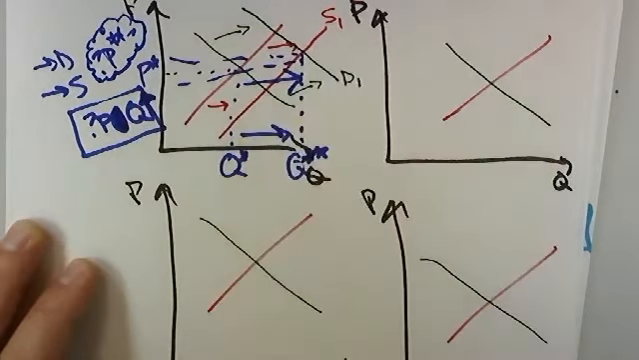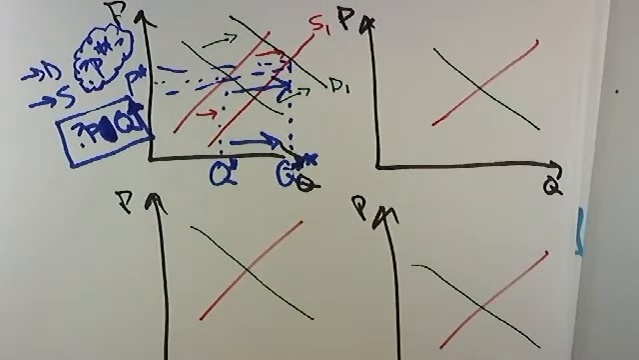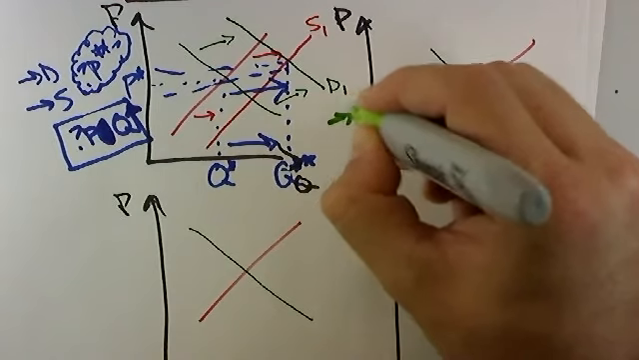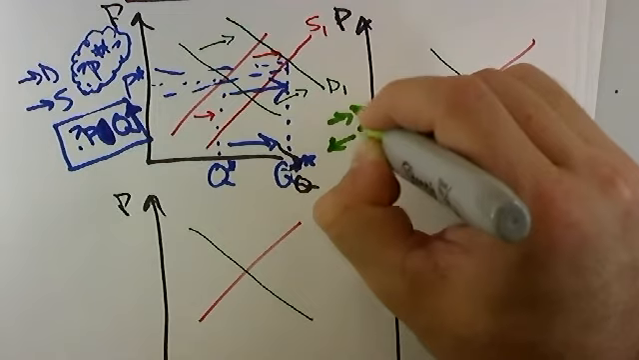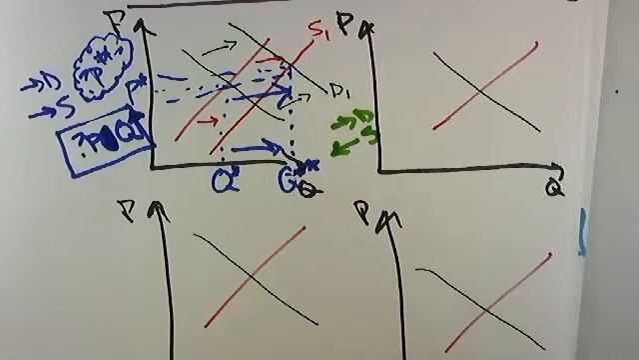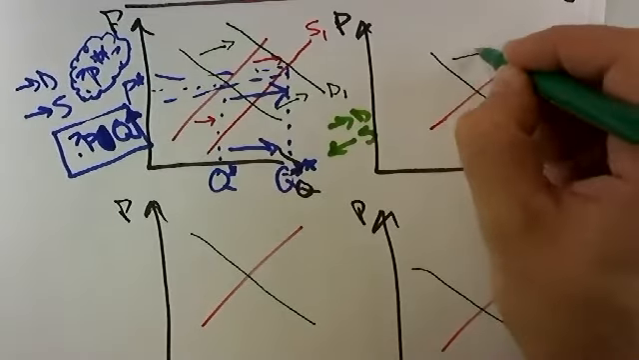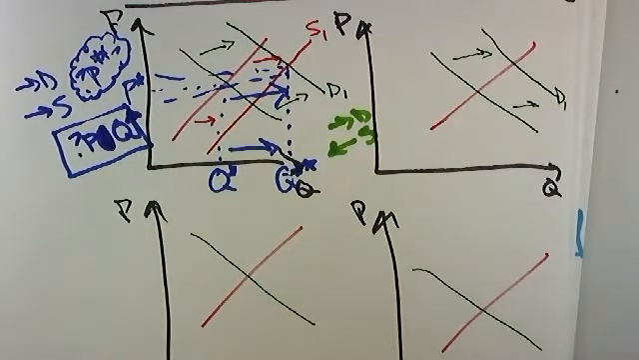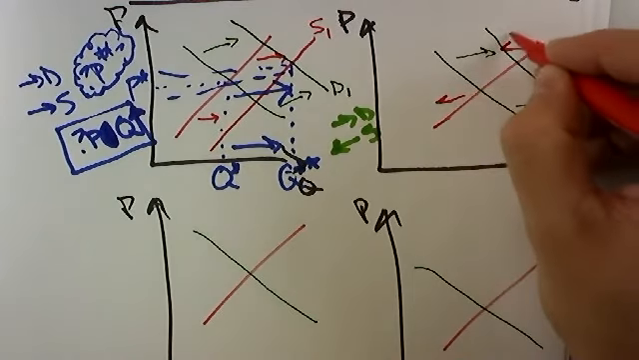Isn't a little cloud somewhere, we don't know. All right, now, what if we were to have a shift outwards in demand and a shift inwards in supply? What would that look like? Well, a shift outwards in demand would look like this. And a shift inwards in supply would look like this.